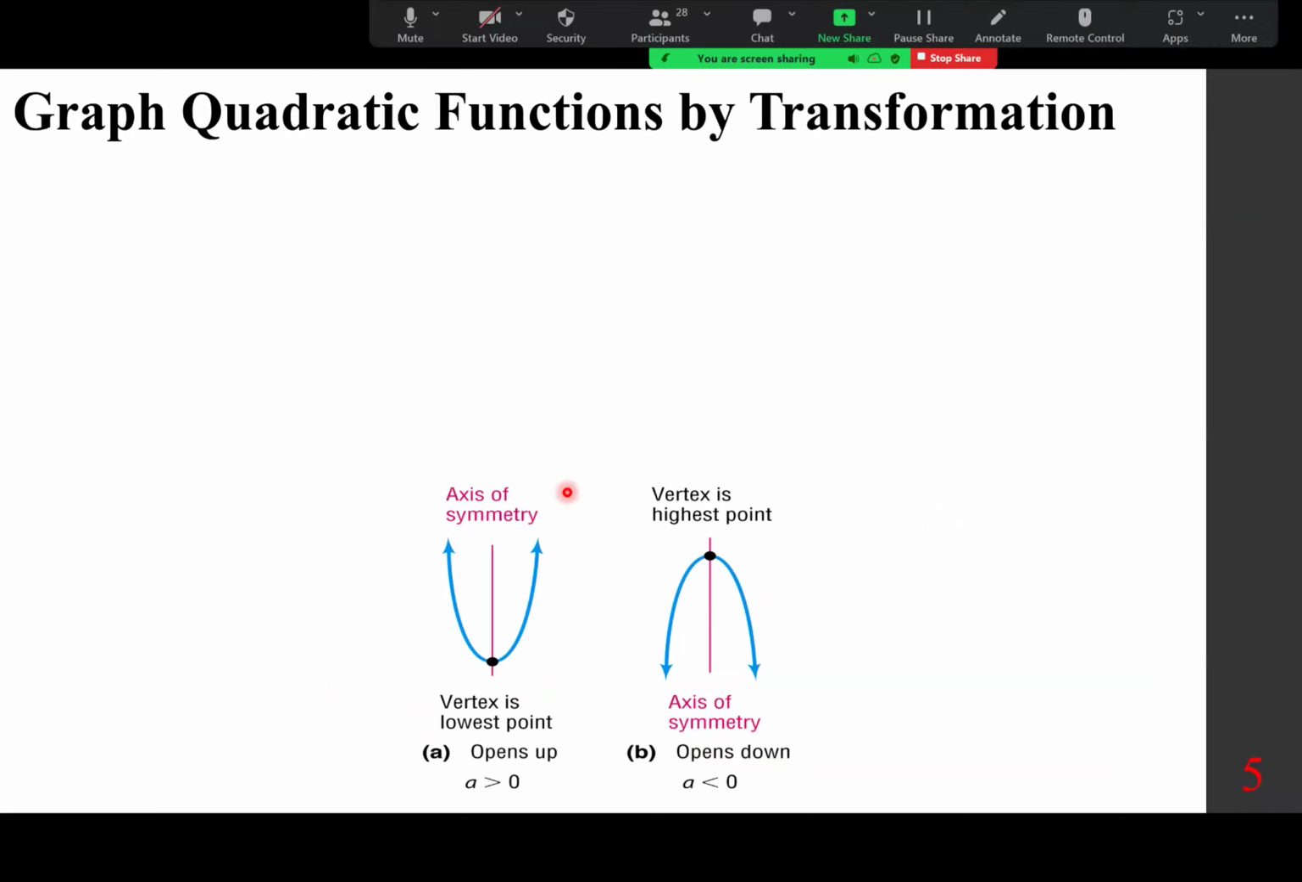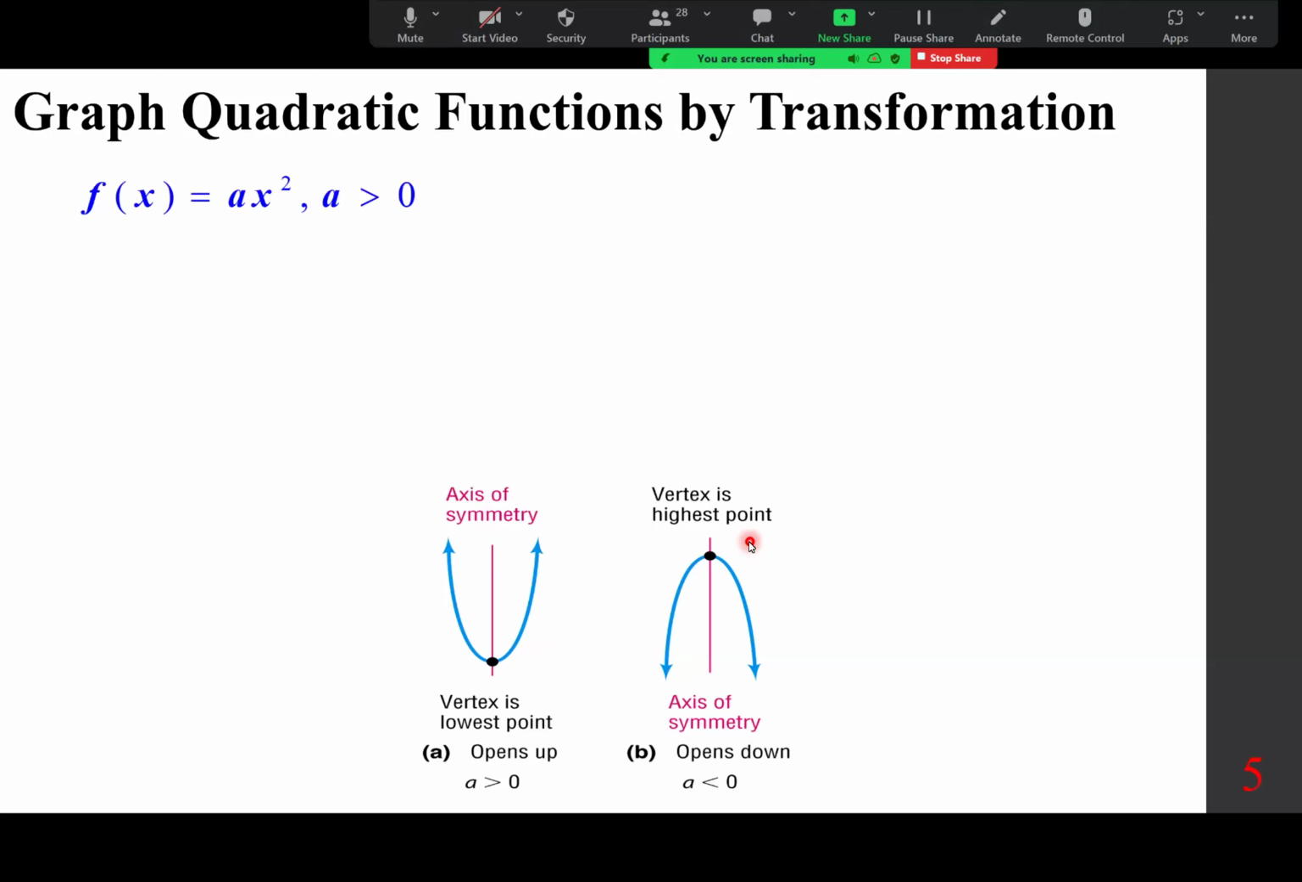A parabola opens up when a is positive, opens down when a is negative. In this case, vertex is the low point or the minimum. In this case, vertex is the highest point or the maximum value of the function.